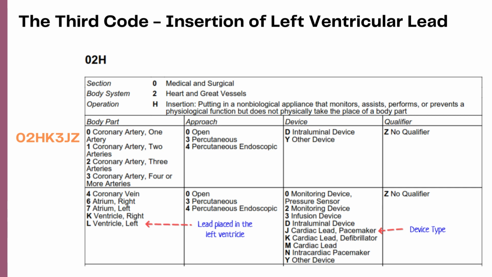So the code would be 02HK3JZ for the right atrium and 02HL3JZ for the left ventricle. So it depends on the body part value that you pick up; the fourth character changes.